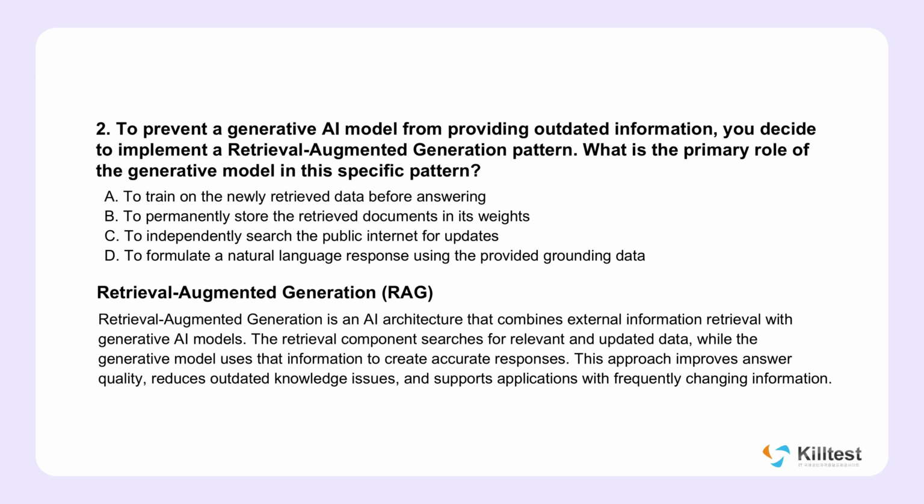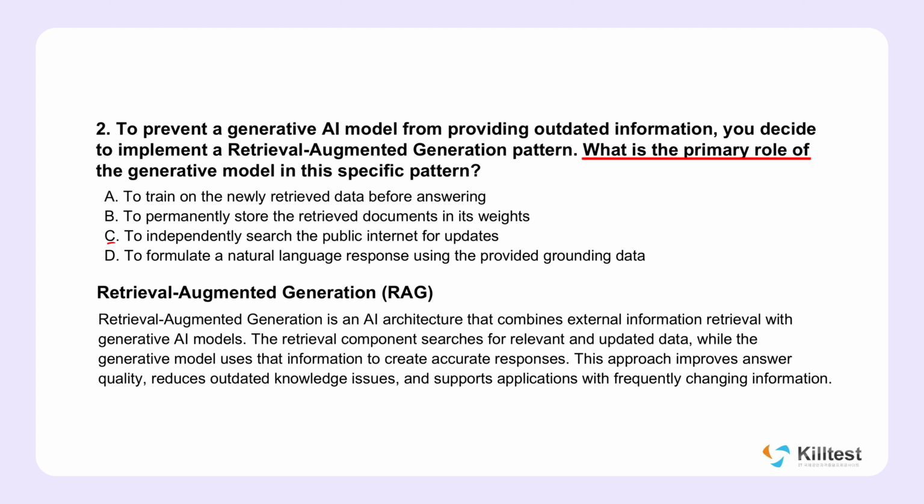Go ahead. To prevent a generative AI model from providing outdated information, you decide to implement a retrieval-augmented generation pattern. What is the primary role of the generative model in this specific pattern? The correct answer is D. In a retrieval-augmented generation pattern, the generative model uses the newly retrieved grounding data to formulate a natural language response, rather than permanently storing the data or retraining itself.